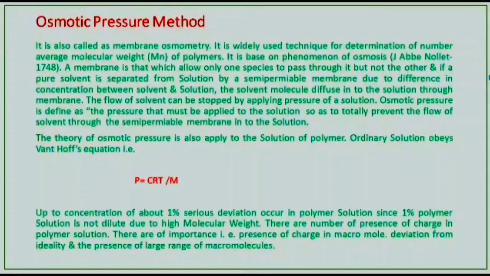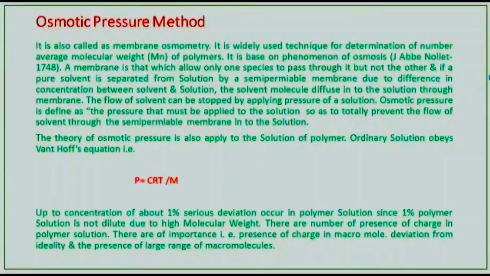Friends, as you know, a membrane is that which allows only one species to pass through it but not the other. If a pure solvent is separated from solution by a semi-permeable membrane, then due to difference in concentration between solvent and solution, the solvent molecules diffuse into the solution through membrane. The flow of solvent can be stopped by applying pressure to the solution. Thus, osmotic pressure is defined as the pressure that must be applied to solution so as to totally prevent the flow of solvent through the semi-permeable membrane into the solution.